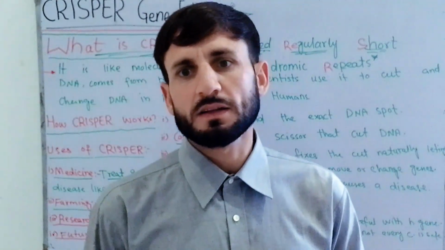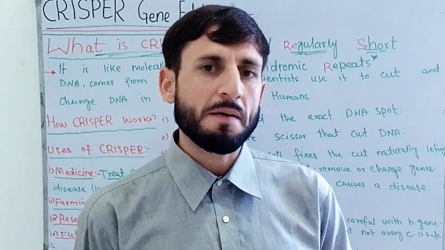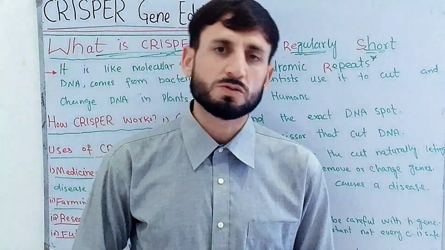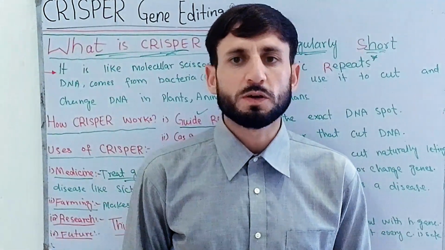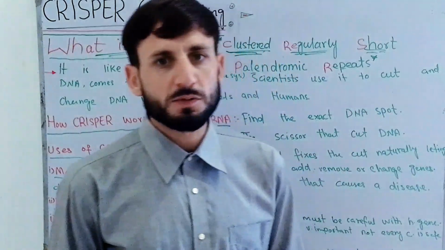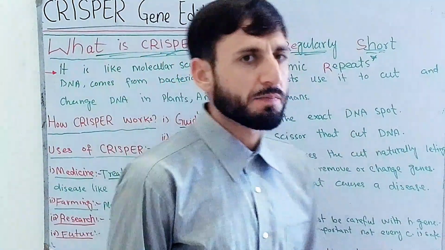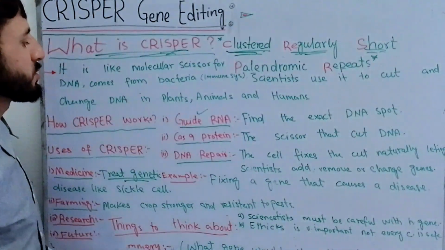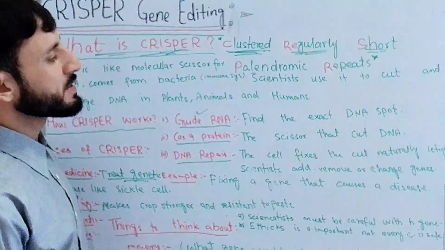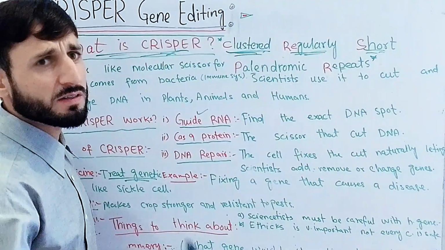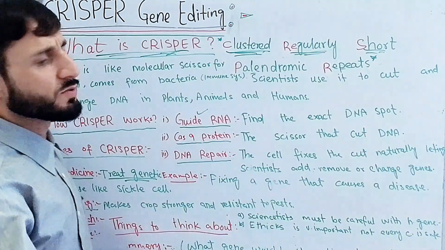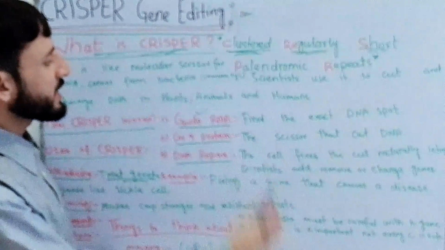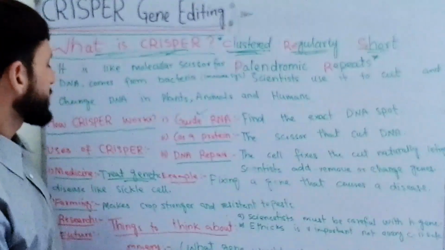Bacteria use the scissors as an immune system. When viruses attack bacteria, they use this CRISPR to protect themselves from the viruses and damage their RNA parts, right? So scientists use this to change DNA in plants, animals, and humans. The application of CRISPR is that scientists use it to change the DNA of plants, animals, and humans, right?